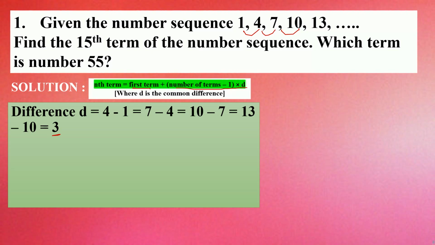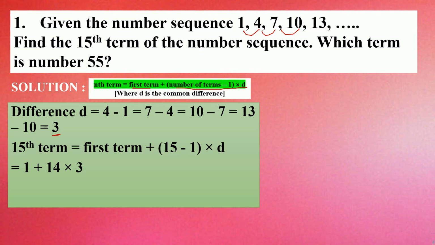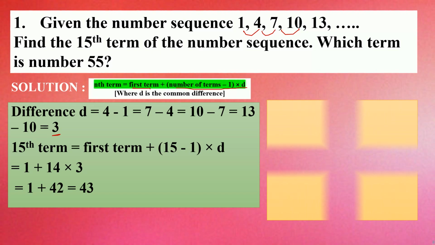15th term is first term plus 15 minus 1 into the difference. First term is 1 here. So we are taking 1 plus 15 minus 1, that is 14, 14 into 3. We have 14 into 3, 42. 1 plus 42 is equal to 43. So we have found out that the 15th term is 43.